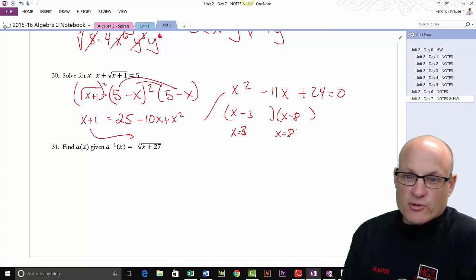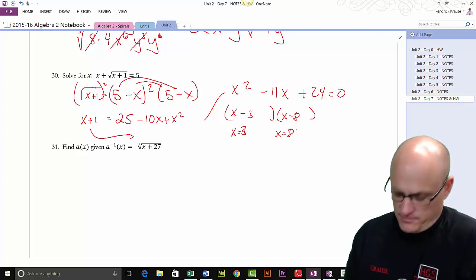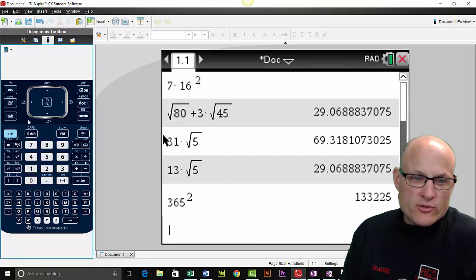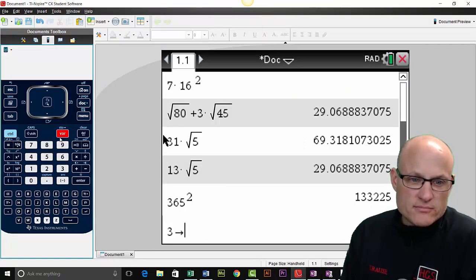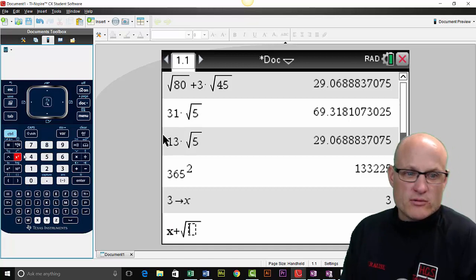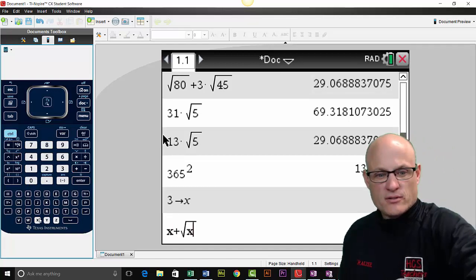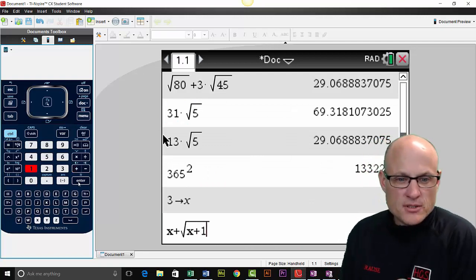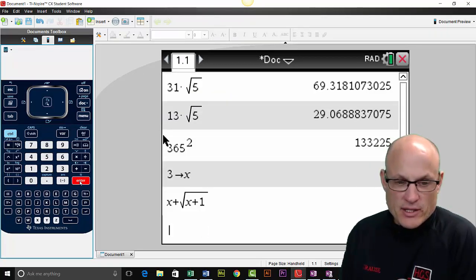Let me check those real quick. The way I would check these is like this. I would go over here and I'd say 3 STO x. And then it was x plus the square root of x plus 1.5. And we want it to be equal to 5.